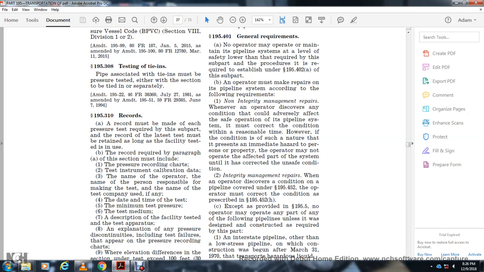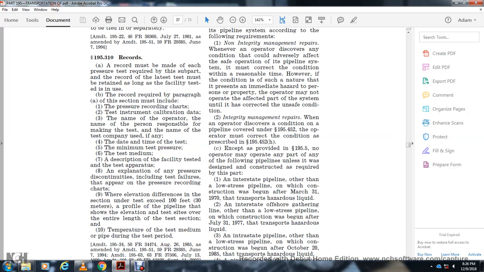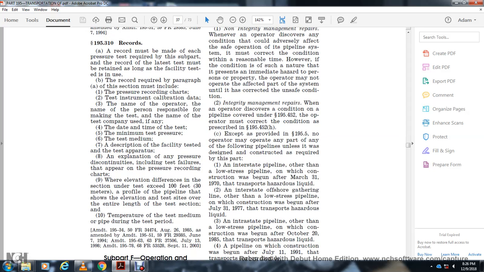pressure discontinuity, including test pressure, the pressure recording chart, and where elevation differences in the section under test exceed 100 feet, a profile of the pipeline that shows the elevation, the elevation of the test site, the entire length of the test section, and the temperature of the test medium of the pipe during the test period.